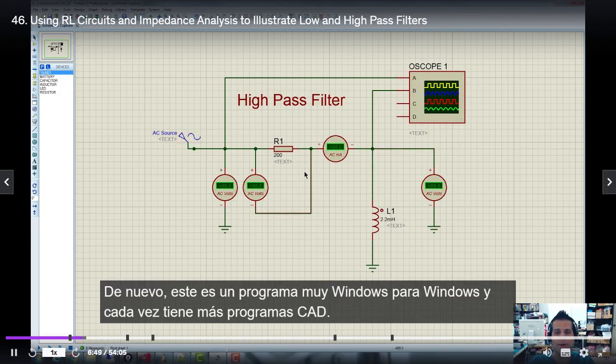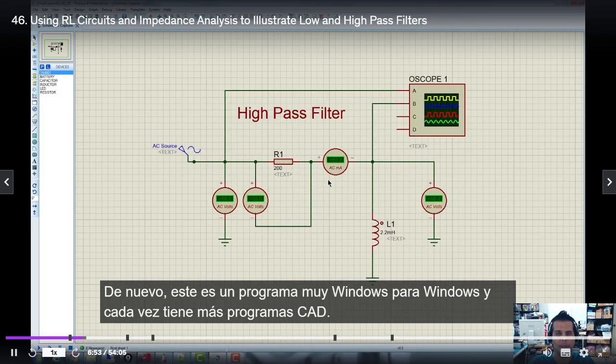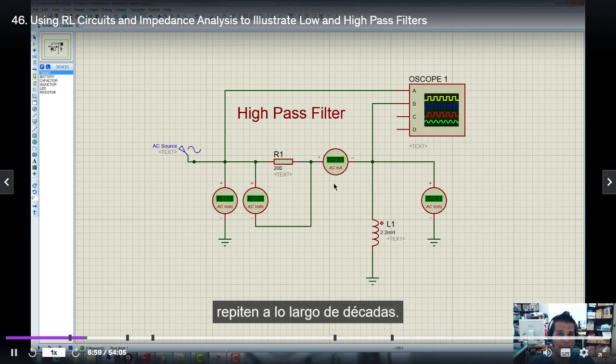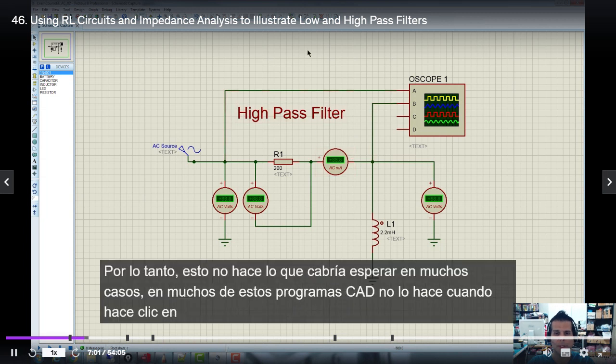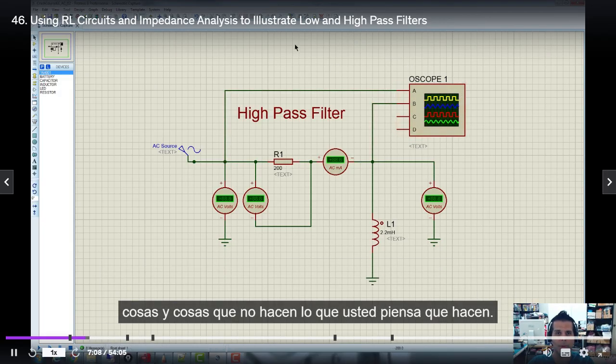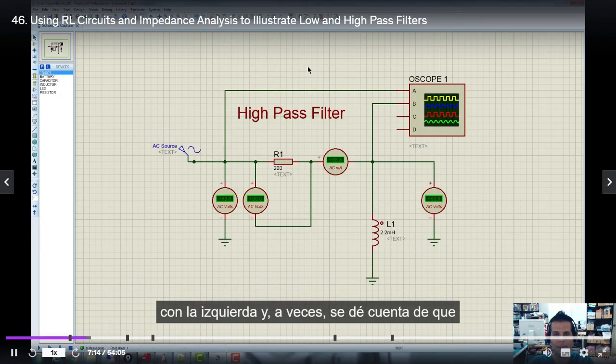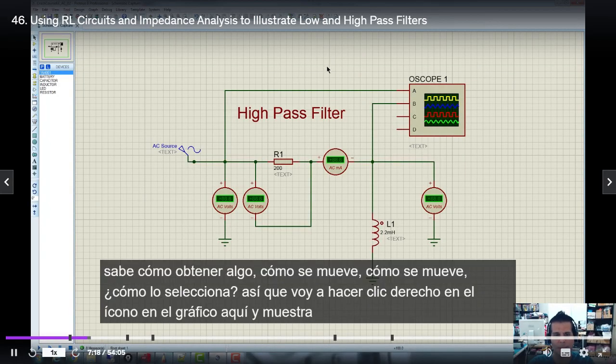So again, this is a very Windowsy Windows program, and it's getting more and more so. Many CAD programs feel like they're DOS with Windows on top of it because they're very old and they iterate them over decades sometimes. So this doesn't do what you would expect in a lot of cases, and many of these CAD programs do not. So when you click things and stuff, things don't do what you would think they do. So a lot of times, try right-clicking, try left-clicking, try dragging with the right, try dragging with the left, and then sometimes you kind of figure out how to get something. You're like, how do you move this? How do you select it?